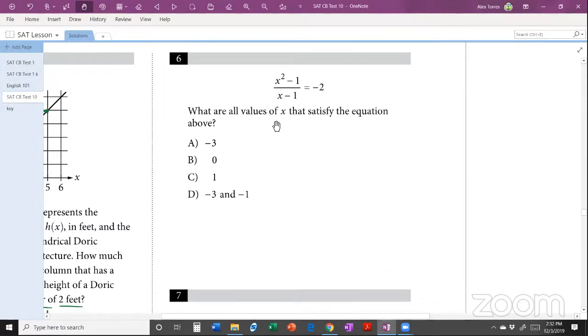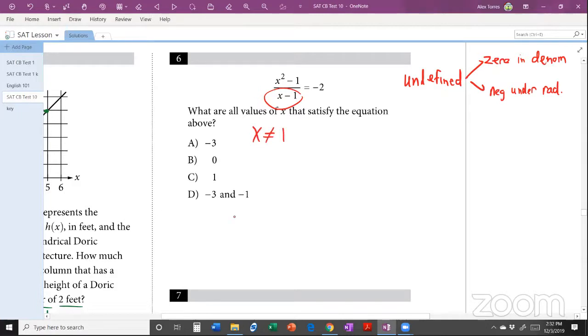What are all the values of x that satisfy this equation? Okay, so they're asking you in part about undefined values here. Undefined values is when you have a 0 in the denominator, or you have a negative under a radical. So we know looking here that if I put a 1 in the place of x, we'd have a 0 in a denominator. So x cannot equal 1. But aside from that, what else can we do?